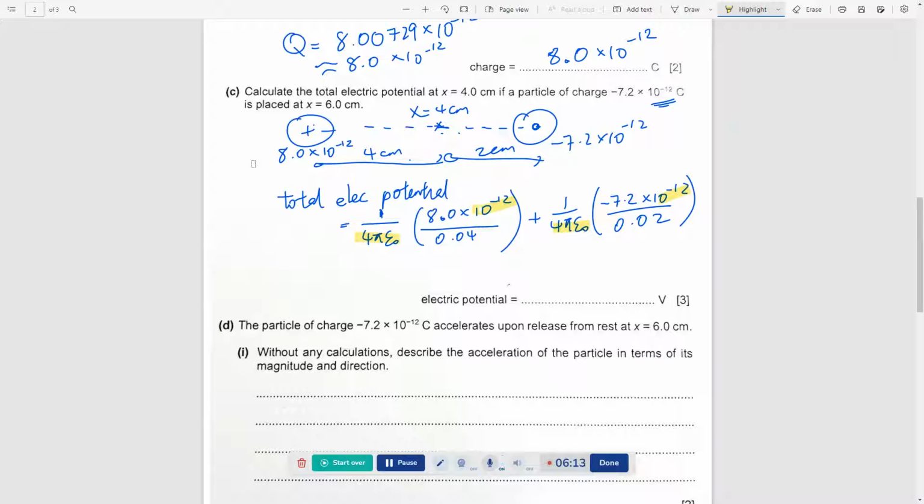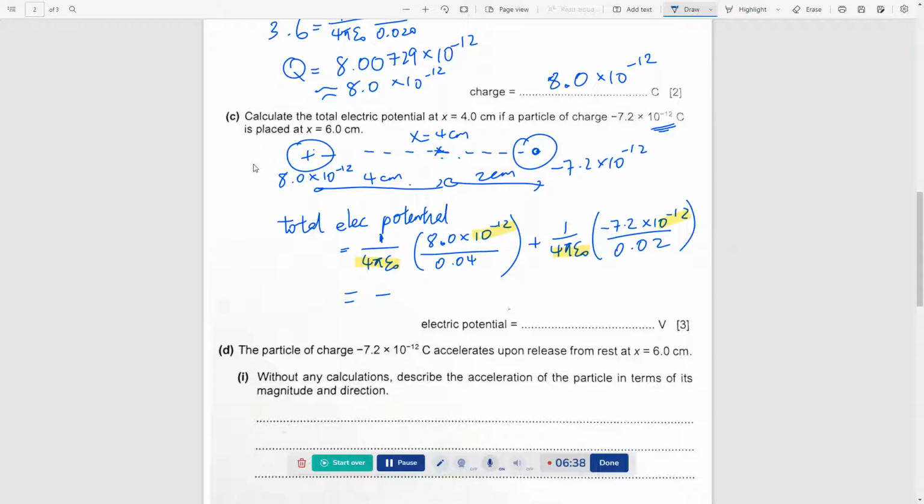Okay. So this is going to be a negative potential because 4 cm is pretty big. Okay, so divide by 4 pi, 10 power minus 12, times 10 power minus 12. So you should get about negative 1.4387, approximately negative 1.4 volts.